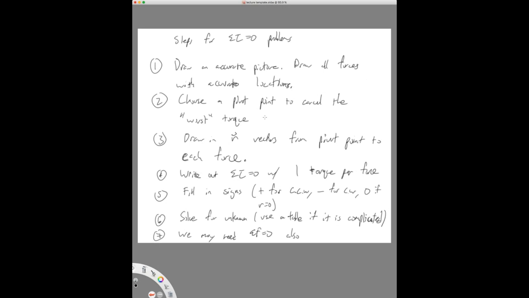Okay, any questions about the list of steps? All right, let's try some practice from the book. So I'm looking at the 3,000 Problems book, and we're going to do problem 10.22.